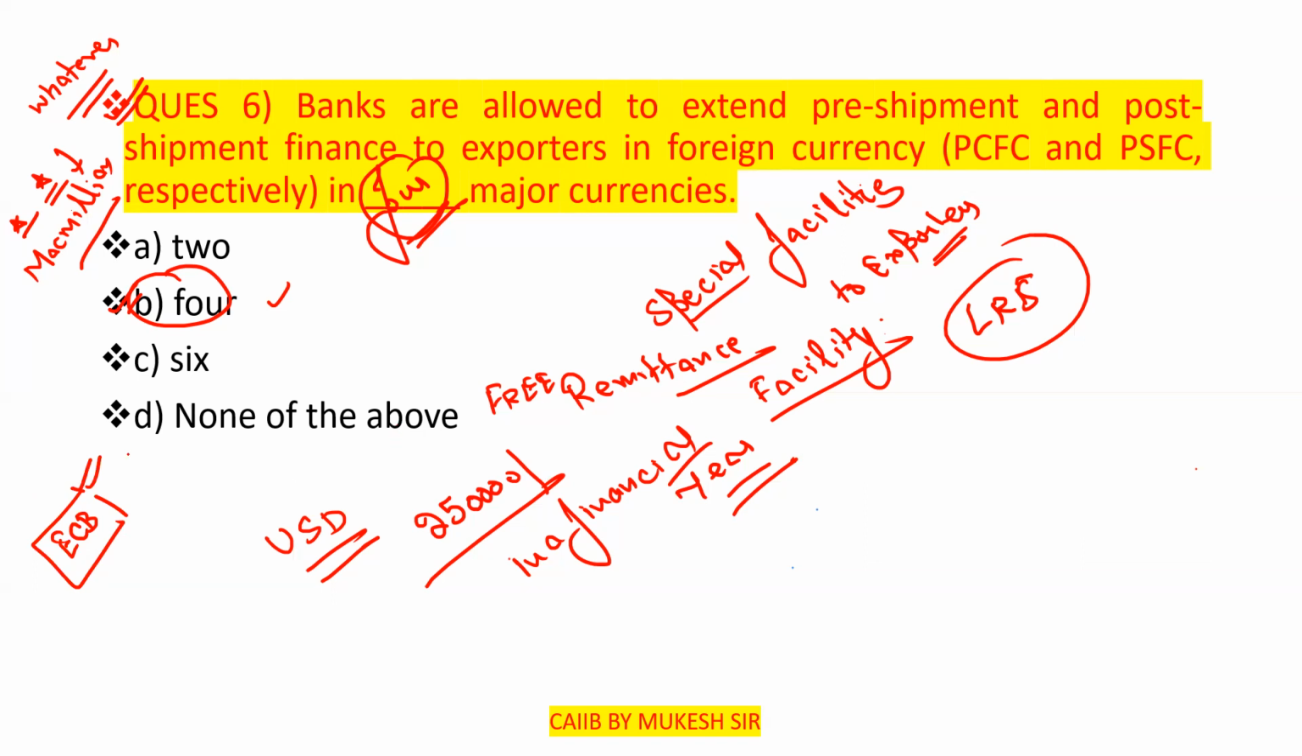These questions have already been asked, or you will find them. That is USD 750 million, clear. So this much amount you can borrow, with a minimum average maturity of up to 10 years, clear. So please remember all these things.